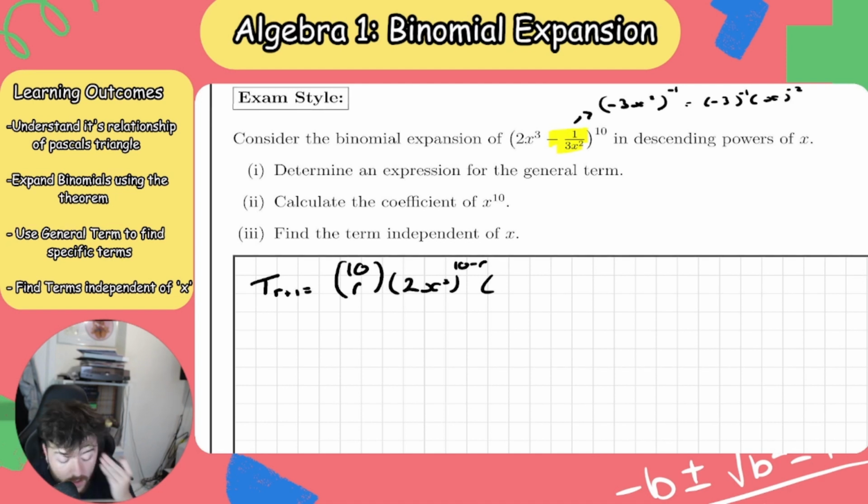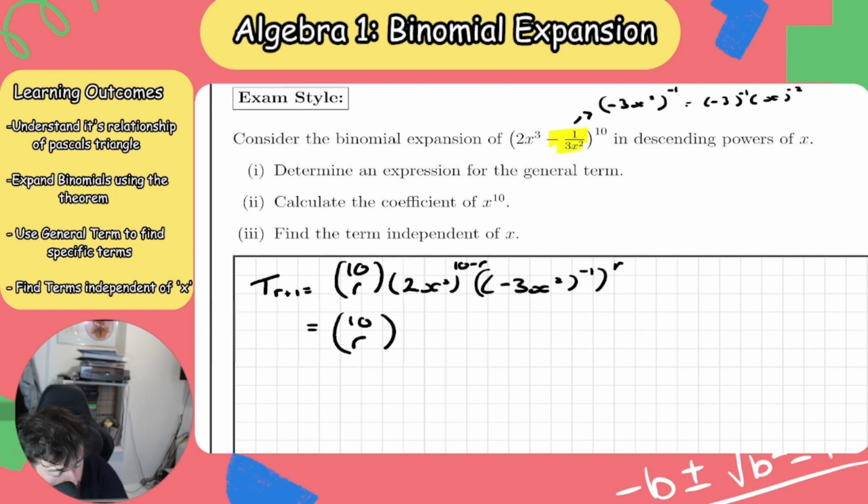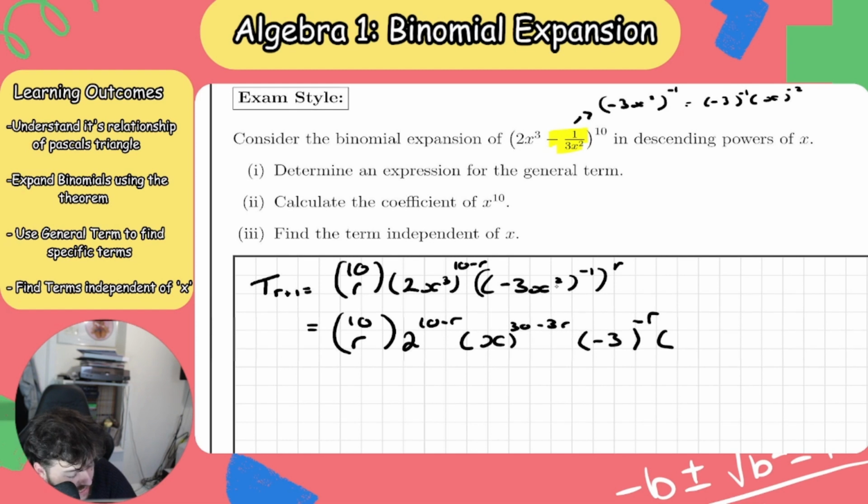Anyway, let's just do it out here as normal. So I have minus 3x squared to the power of minus 1 to the power of r. 10 choose r is equal to 2 to the power of 10 minus r times x cubed. So this is x cubed. So now if you can see it, x cubed, 3 times 10 is 30, 3 times minus r, minus 3r. Then here minus 3 to the power of minus 1 to the power of r. This is going to be minus 3 to the power of minus r. And then x squared to the power of minus 1 to the power of r is going to be x to the power of minus 2r.